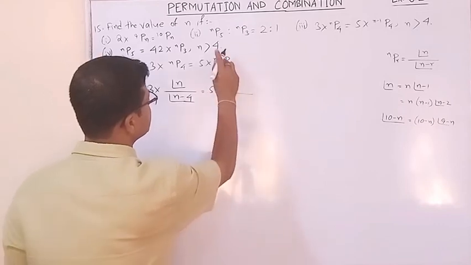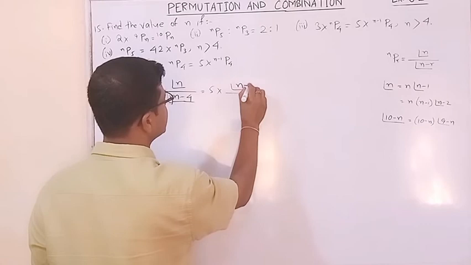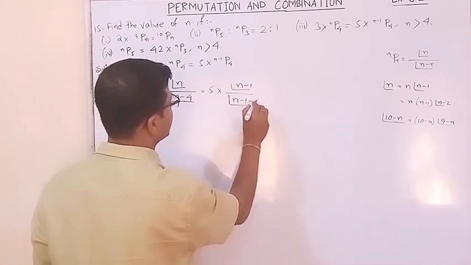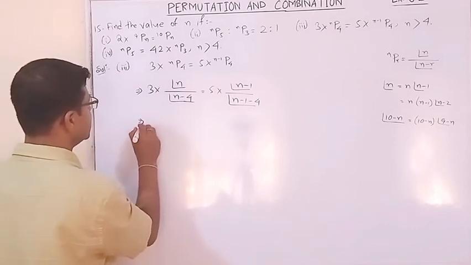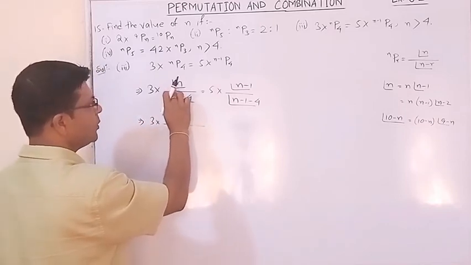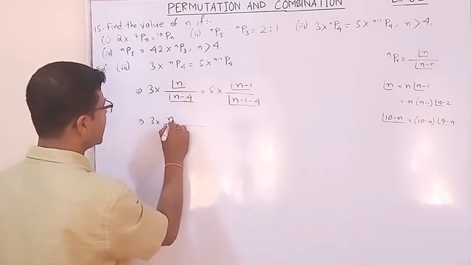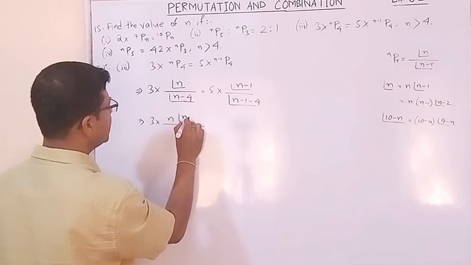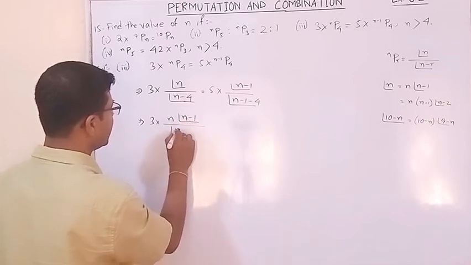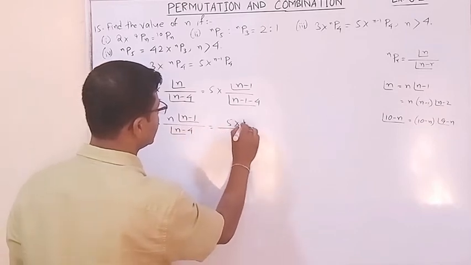5 into, what is this? This is nPr, so factorial n, here n is n minus 1, then n minus 1 minus 4. So this is 3 into this n, we have to cancel this. So this factorial n can be written as n into factorial n minus 1. This is factorial n minus 4. 5 into factorial n minus 1.